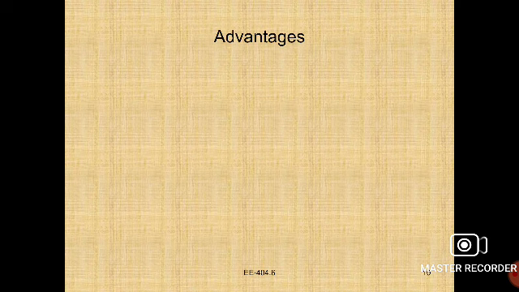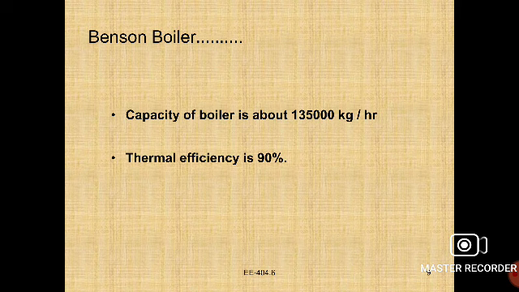The capacity of the Benson boiler is about 135,000 kg per hour. The thermal efficiency is 90 percent. In the Benson boiler, steam can be produced at about 225 bar, but it requires large energy to operate the pump. For this reason, it is operated at about 210 bar only. Generally we say 225, but actually it is operated at a lower pressure for this reason.